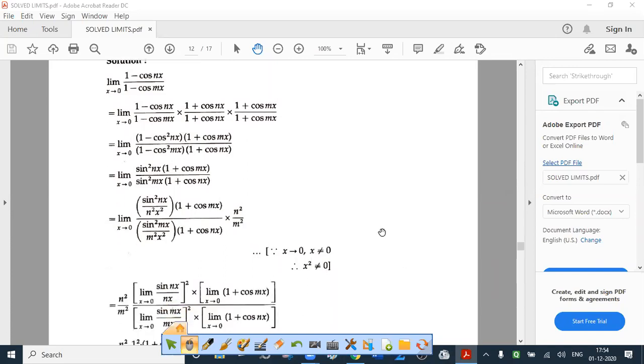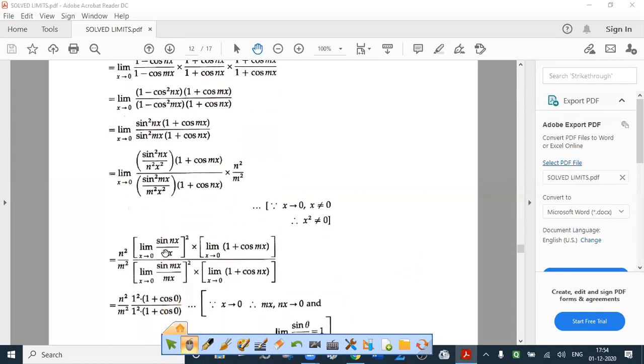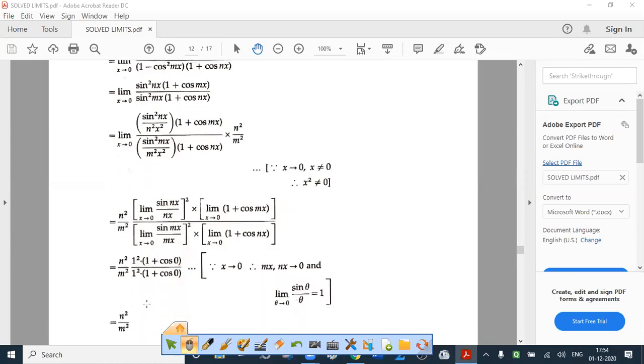Now what is the advantage? Again, do not take limit directly. Limit of square is square of limit, right? Now, here standard trigo limit is to be used. Here also we have to use standard trigo limit. Here we have to replace every x by its limiting value, which is 0. Cos 0 is 1. And therefore, what is the answer? N square upon m square into 1. So this is the final answer. Of course, you have to say as x tends to 0, both mx and nx tend to 0 and limit theta tends to 0, sine theta upon theta equal to 1.